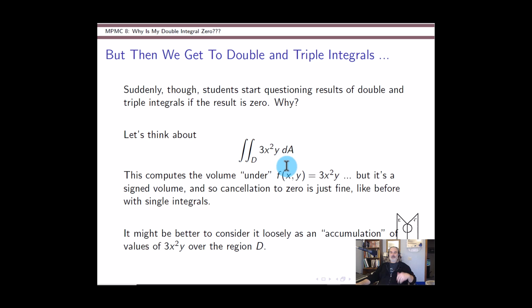And so getting a total cancellation out to 0 is just fine, just like it was back in Calc 1. As you're thinking through these problems, it might be a little bit more advantageous to think of one of these integrals, in a loose sense, as accumulating values of the function that you're integrating. So you're the little calculus ant, walking around in the xy plane throughout the domain of integration that you've been given, and you have your bucket. At every point in this domain you get the value of the function and you throw it in your bucket, and some of the values are positive and some of them are negative. How is it all going to wash out in the end?